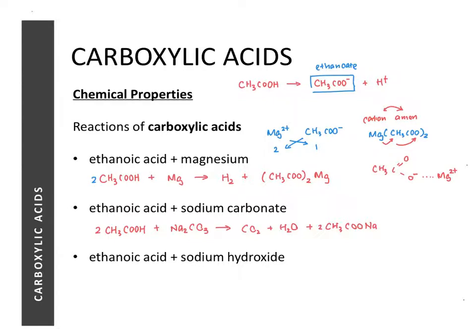Okay, the last example, ethanoic acid reacting with sodium hydroxide. So acid plus alkali gives you salt and water. The salt again is obtained by combining your ethanoate ion with your metal ion, followed by water. Okay, so this is how we write the equations for the reaction of ethanoic acid or any organic acid with a metal, with a carbonate, with an alkali.